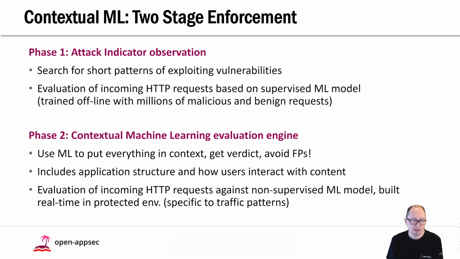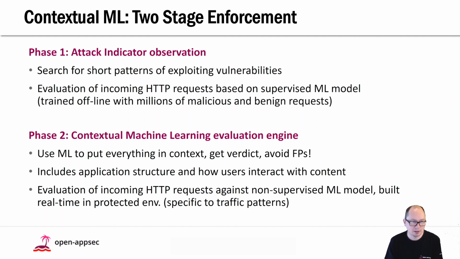So in phase one, we search for those indicators in the actual HTTP request. Then in phase two, the contextual machine learning engine goes one step further, because just having one or two characters in phase one is obviously not good enough to determine that this is really a malicious request. Therefore, in phase two, the machine learning engine puts everything in context.